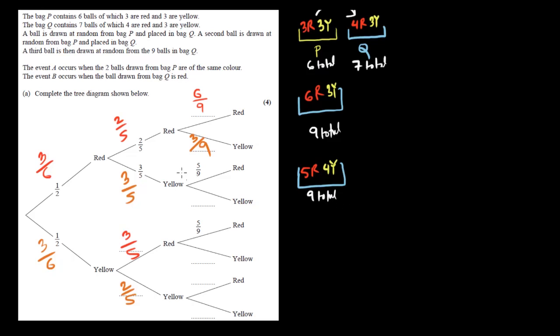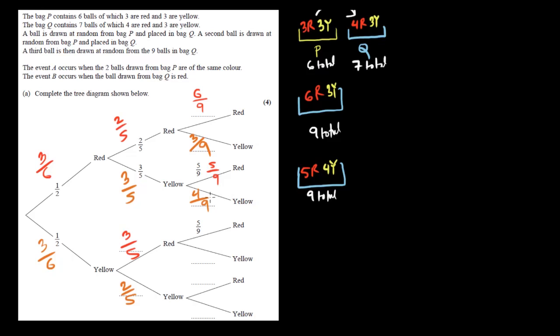So to make things easier, they've already filled up this blank. So this is 5 out of 9, we can see. So they've already done this for us. Now in case of yellow, it's going to be 4 out of 9. You have to understand this is the situation for bag Q only. So that is going to be 4 out of 9.